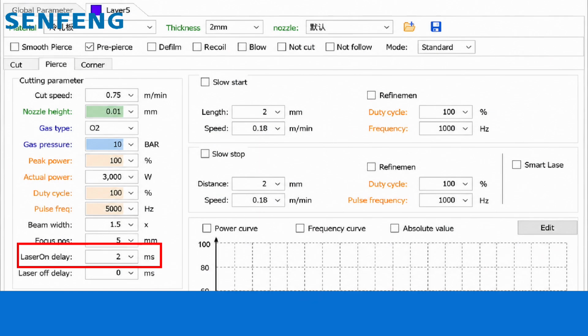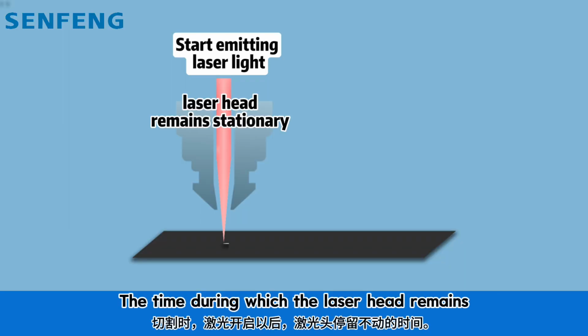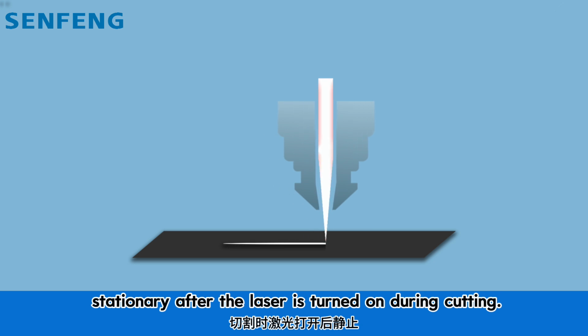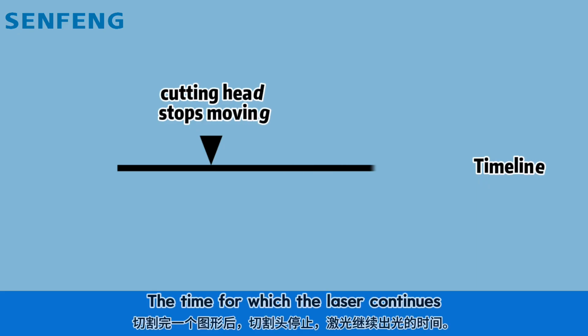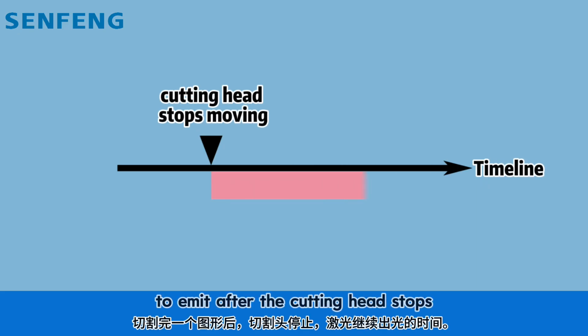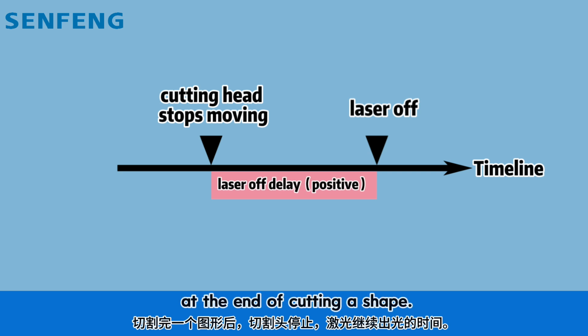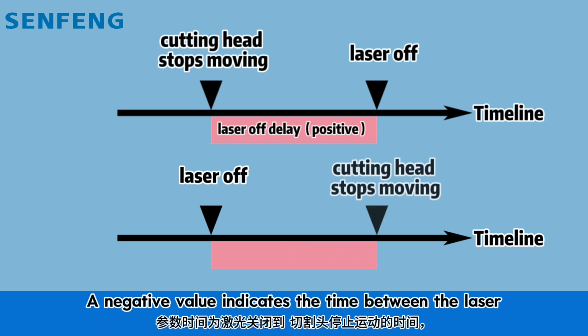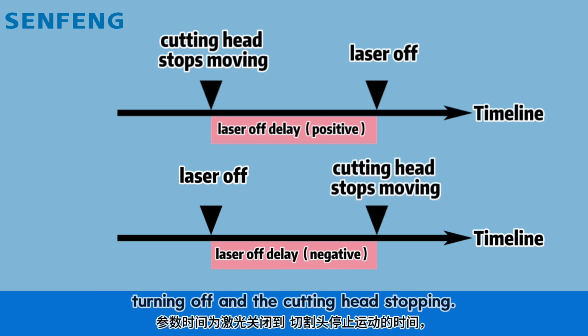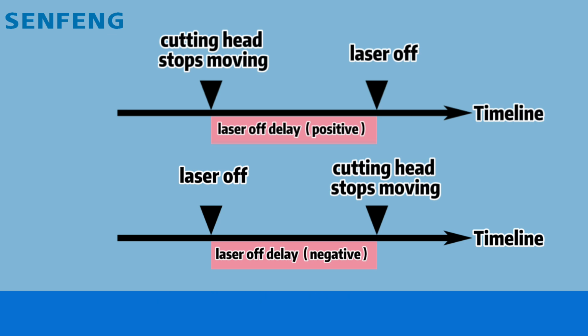Laser on delay. The time during which the laser head remains stationary after the laser is turned on during cutting. Laser off delay. The time during which the laser continues to emit after the cutting head stops at the end of cutting a shape. The laser off delay can be set to a negative value. A negative value indicates the time between the laser turning off and the cutting head stopping.